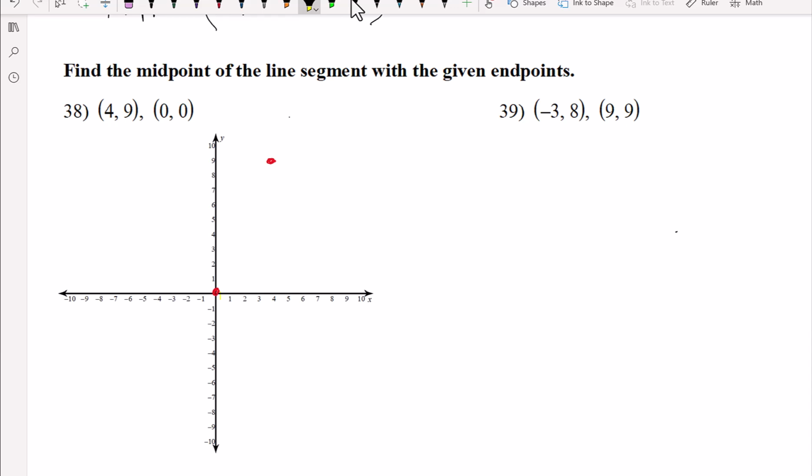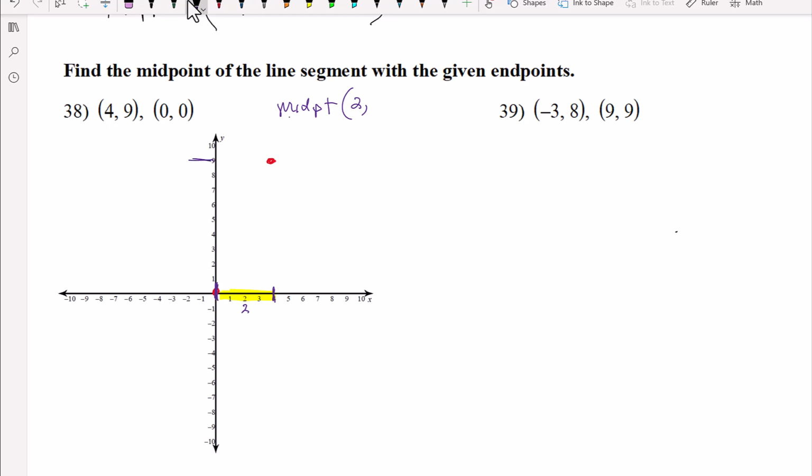All I'm wanting is to say, oh, the x's are from 0 to 4. Well, the halfway point is 2. So far we know the midpoint x value will be 2, and we just got that from looking at halfway between 0 and 4.